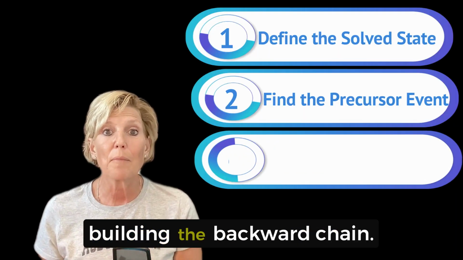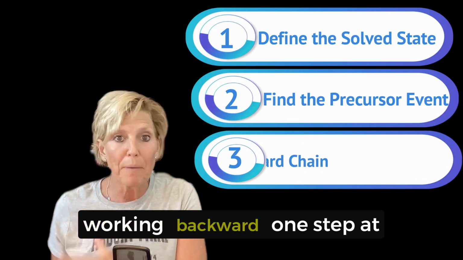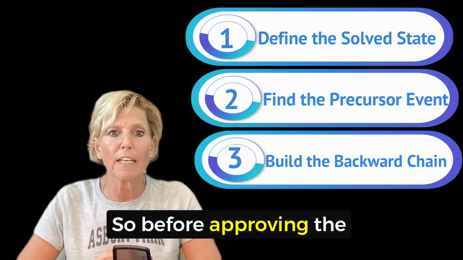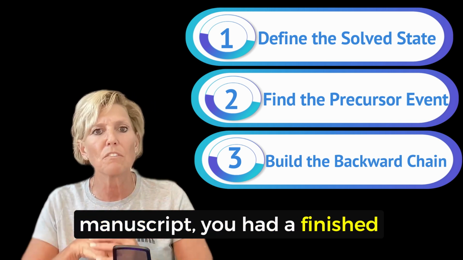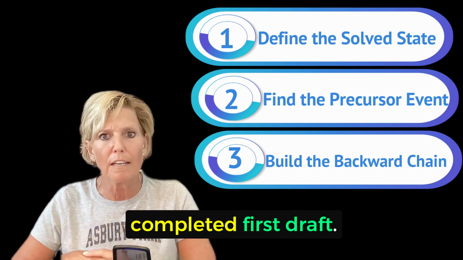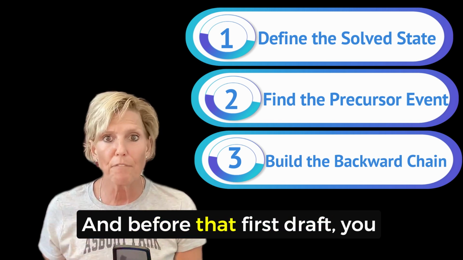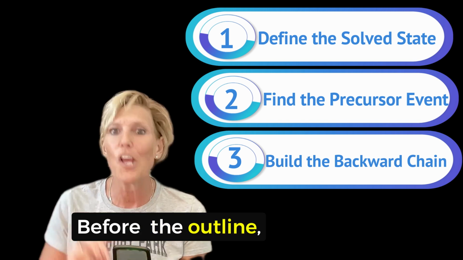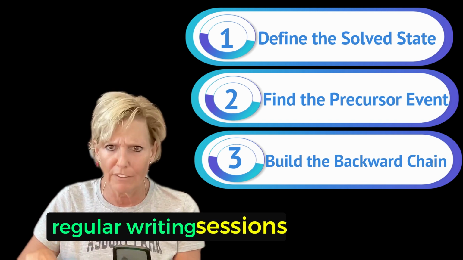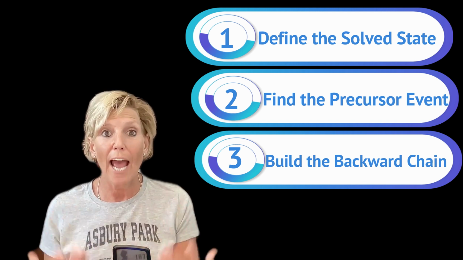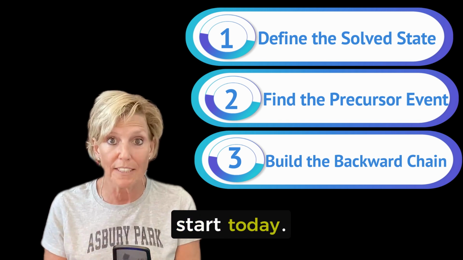Then you can begin building the backward chain by working backward one step at a time. Before approving the manuscript, you had a finished final edit. Before the final edits, you had a completed first draft. And before that first draft, you had created a detailed outline. Before the outline, you had scheduled regular writing sessions for yourself. And so on. You keep reversing until you can land on a step you can start today.